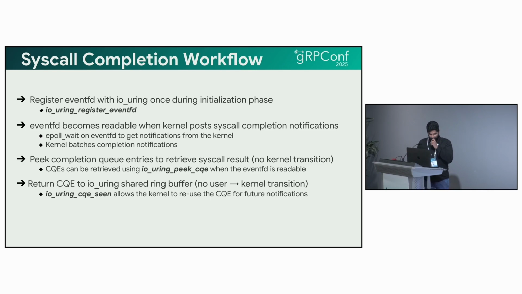So I talked about syscall submission. Now I'm going to talk briefly about syscall completion. Typically, to get notified of a syscall completion, we register an event FD with the IO and we need to wait until the event FD is readable. Once the event FD is readable, we can read completion queue entries back from the kernel and process them to retrieve the results of the syscall. And once we are done with processing, we return the CQEs back to the IO so that it can be reused later for other syscalls.